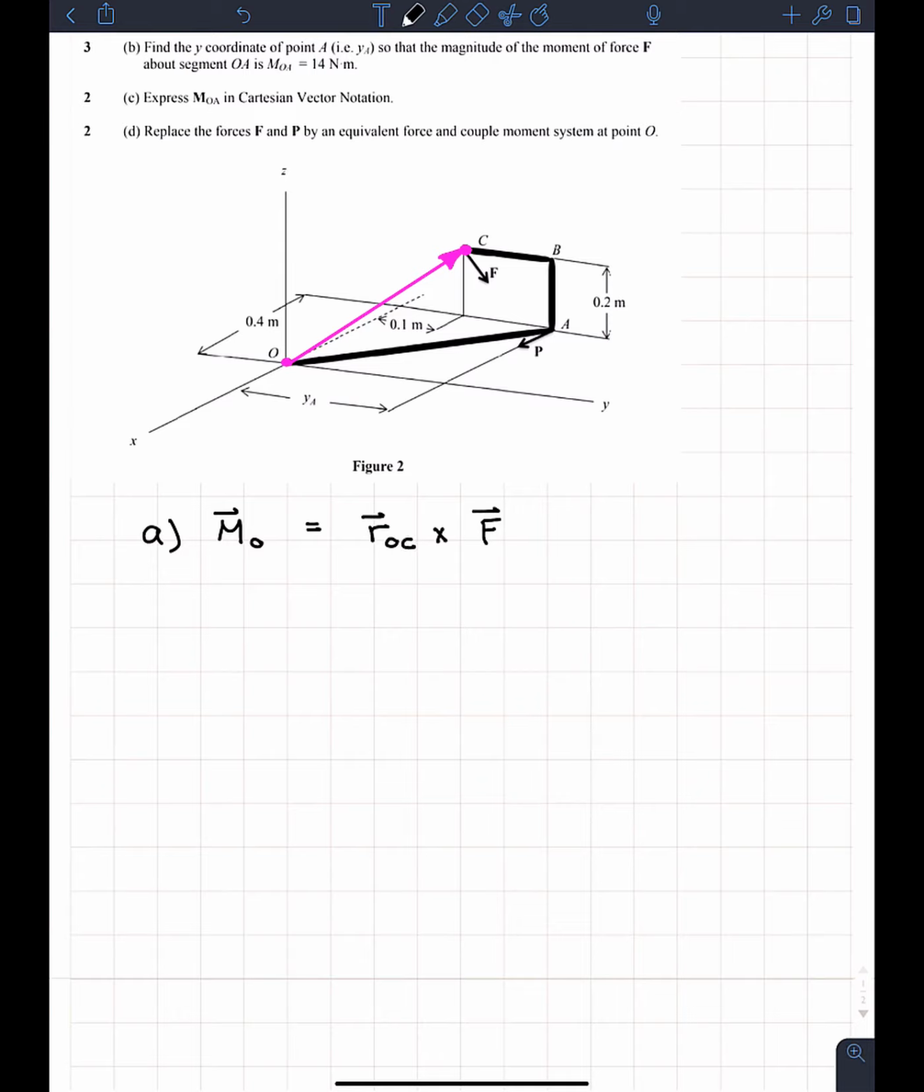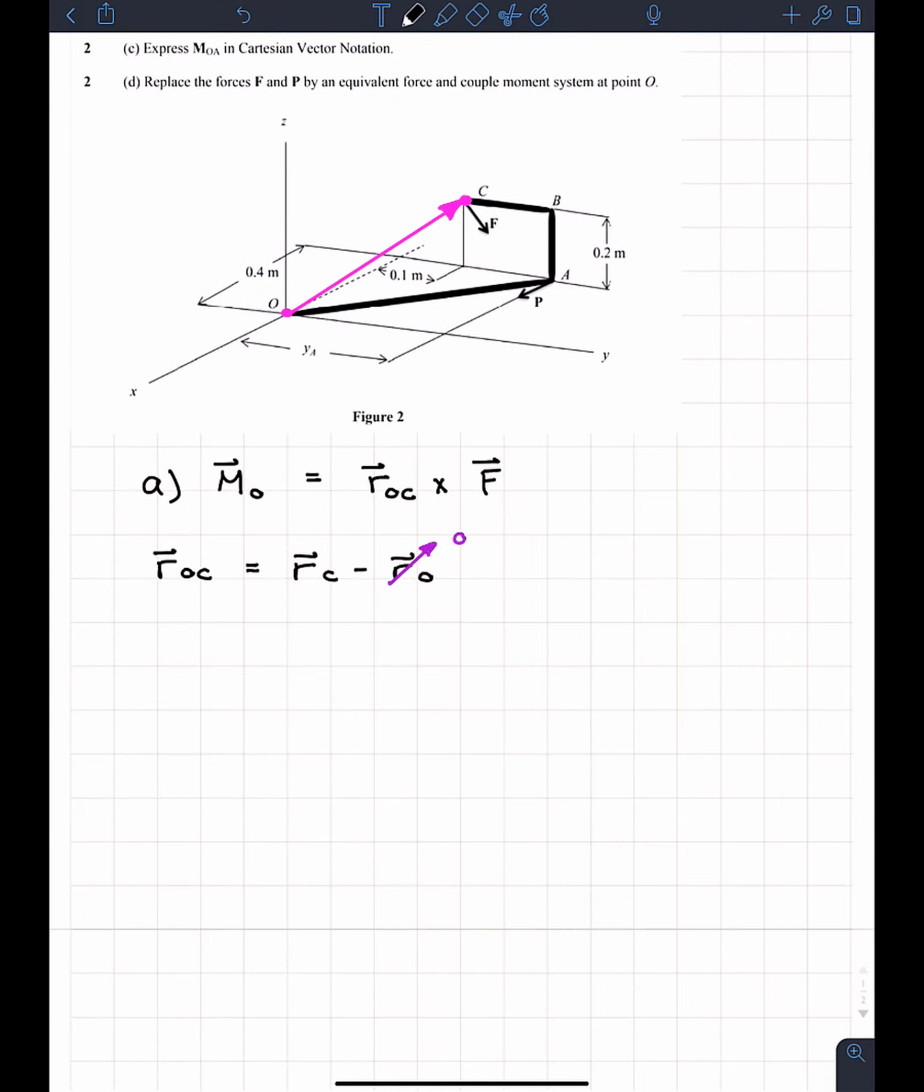Looking at this, we know the force vector F in Cartesian vector notation already. So the only thing that we really need is the position vector ROC. And if it's ROC, it's going to be the coordinates of C minus the coordinates of O. Another nice thing about this question is that the coordinates of O are at the origin, so they're 0, 0, 0. So we can effectively just cross this off because it's just 0. So the position vector is just going to be equal to the coordinates of C.